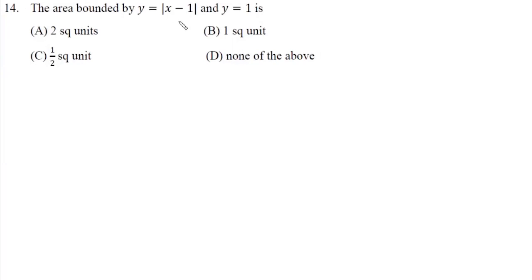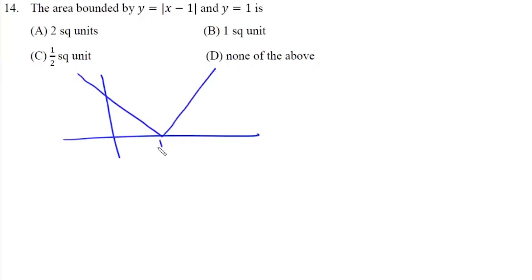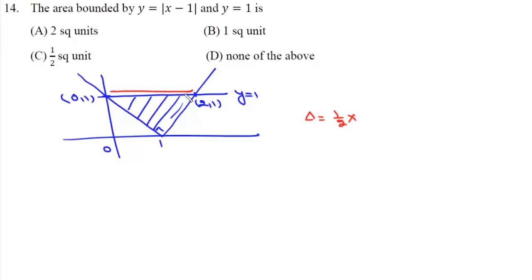Now here the question is, we need to find the area bounded by y equals mod of x minus 1. So that's the graph of y equals mod x minus 1. Now this is 1, it is 0, this is 0, 1, and y equals 1 line. So this is the y equals 1 line. Now this point of intersection is (2, 1). Now we need to find the area of this triangle. Now the area of this triangle is 1 by 2, base is 2 units, into height is 1 unit, which is 1 square unit, and that's your option B.